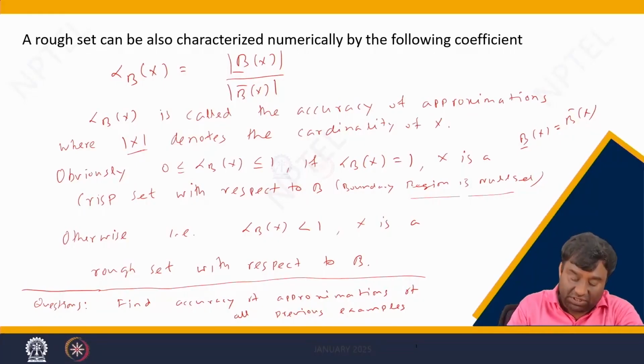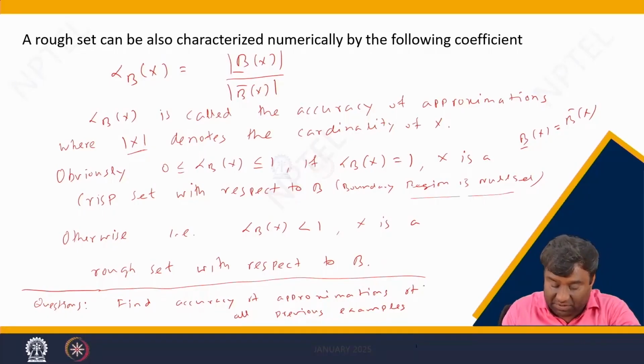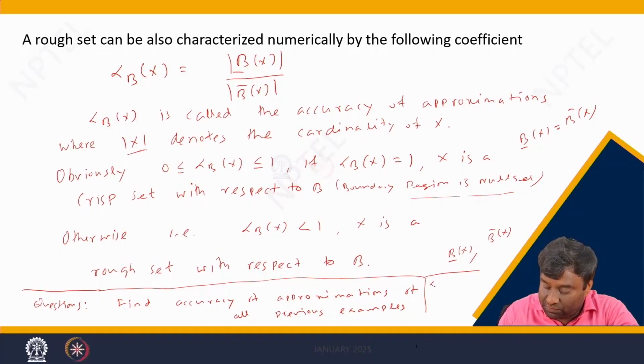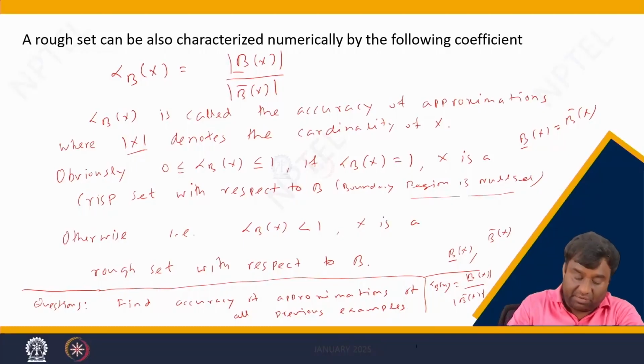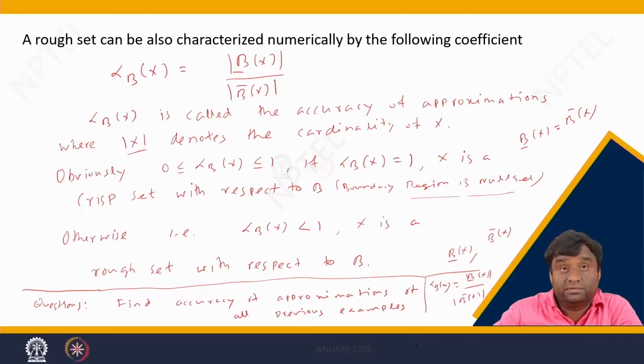So the question is: find the accuracy of approximations of all previous examples. In all the previous examples we have calculated the lower approximations and the upper approximations. You need to find only alpha_B(X), which equals the cardinal number of the lower approximation divided by the cardinal number of the upper approximation. So you solve all the previous examples and find the accuracy of approximations.